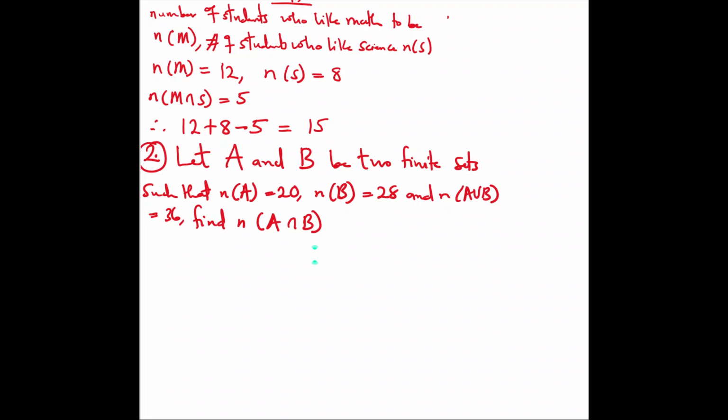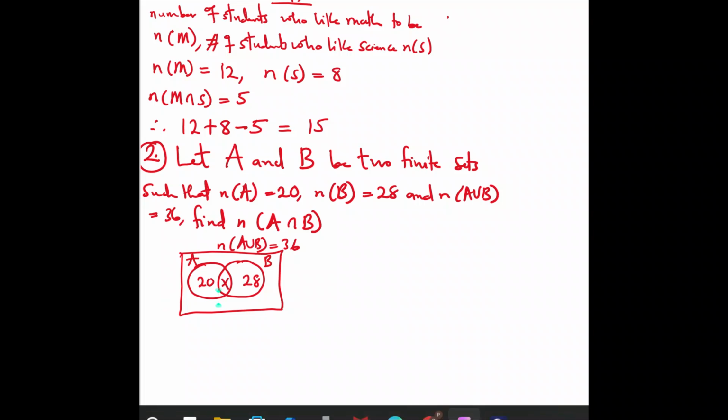Okay, so I'm going to draw the Venn diagram. So this is the Venn diagram. Sorry, let me make it a little bigger. So now we have A and B, and n(A union B), that's the total, is equal to 36. We say n(A) is 20, n(B) is 28, and we have to look for this one. This will be X. This is what we are looking for.